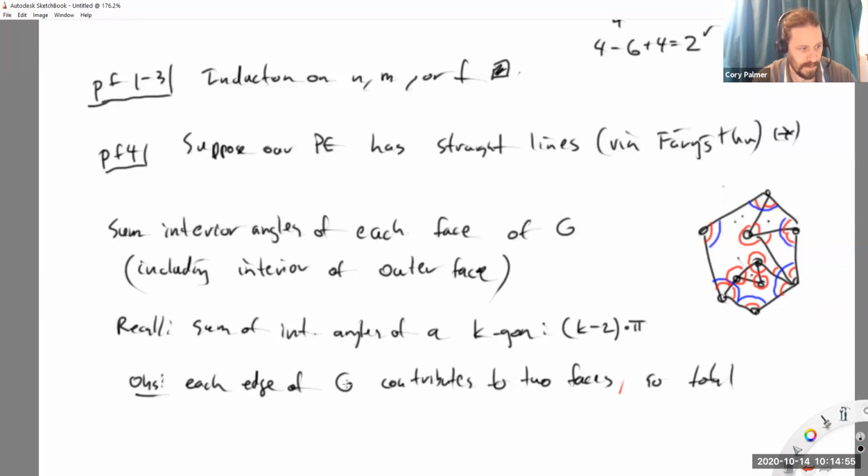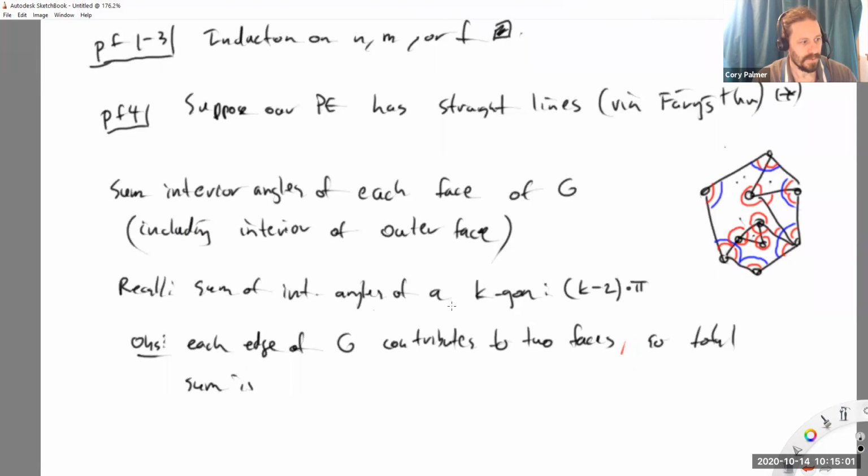So the total sum is, okay, let's think about this for a second. The sum of the interior angles of a k-gon is this quantity here. Now, when I looked at this k-gon, it was a 1, 2, 3, 4, 5, 6, 7-gon. This was a 3-gon, this was a 3-gon, this was a 3-gon. This was a 1, 2, 3, 4, 5, 6-gon. And the outside was a 1, 2, 3, 4, 5, 6, 7-gon.